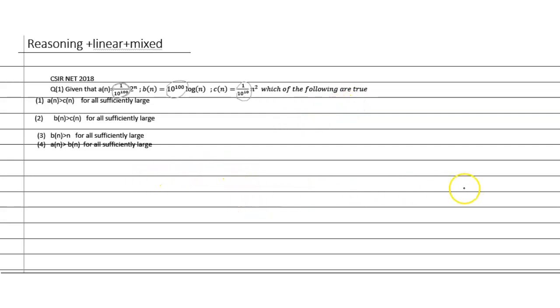So friends, whatever you see, an equals 1 by 10 to the power 100 2 to the power n, bn equals 10 to the power 100 log n, and cn equals 1 by 10 to the power 10 n square, 1 by 10 to the power n square.